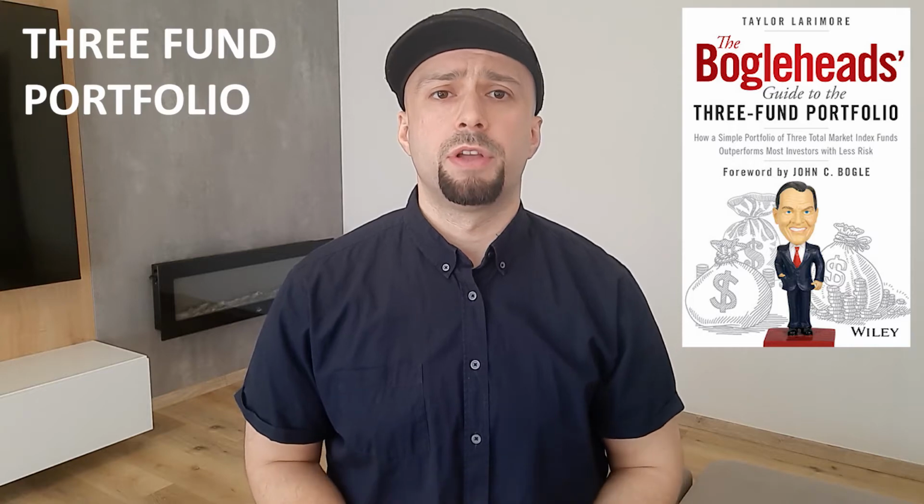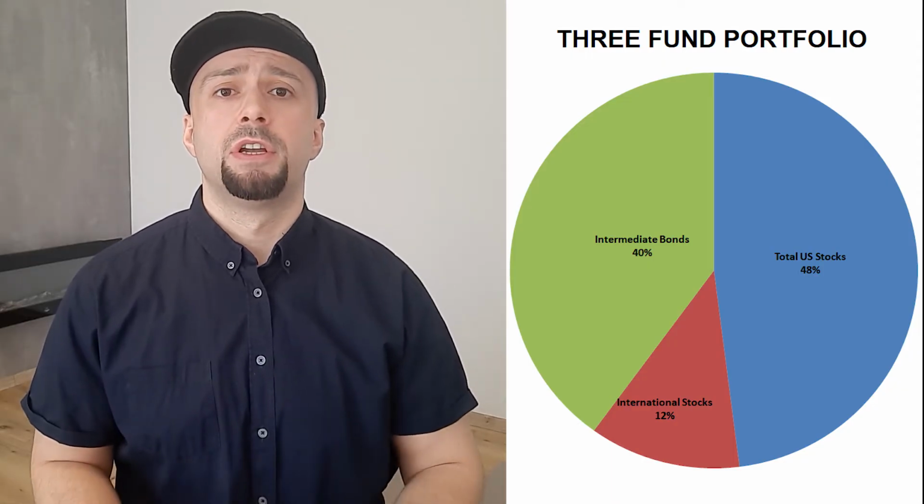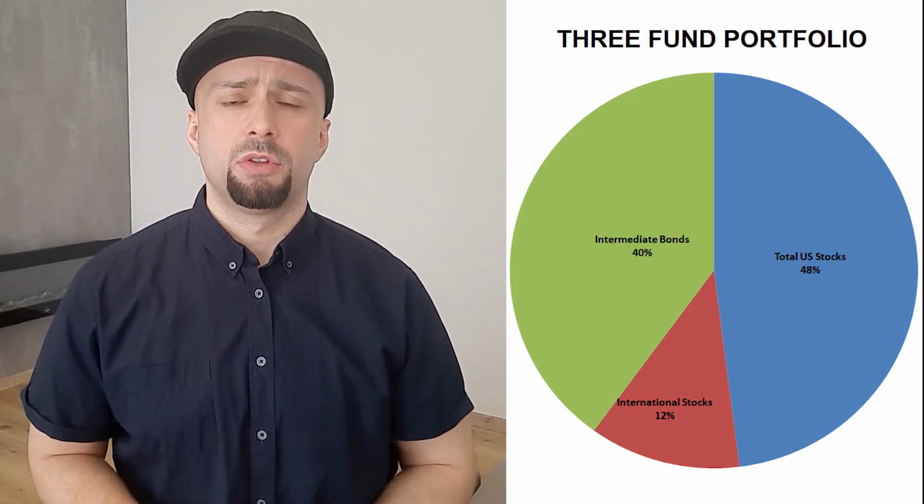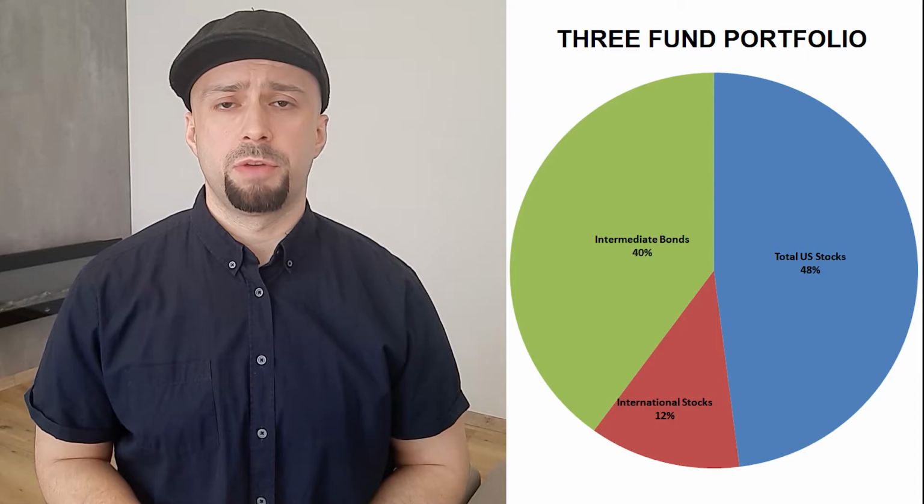3-fund portfolio. Similar to the previous one, this one is created by Taylor Larimore from the Bogleheads. This portfolio prioritizes simplicity in diversification by owning the whole world in just 3 low-cost index funds. The allocation here is total stock market with 48%, international stock market with 12%, and intermediate bonds with 40%.